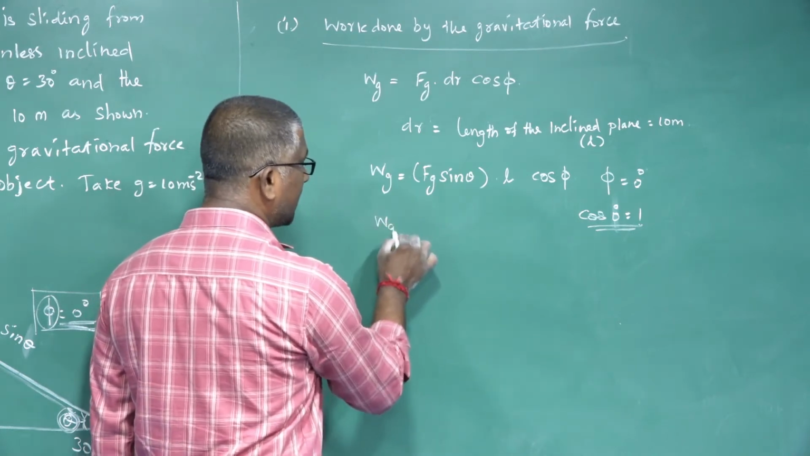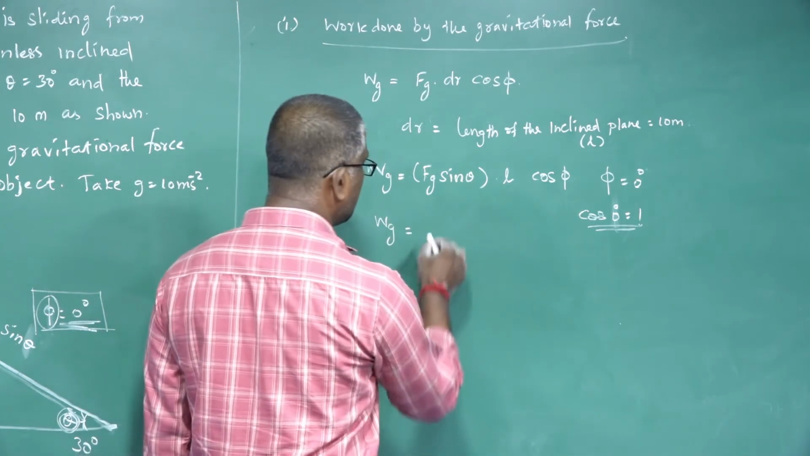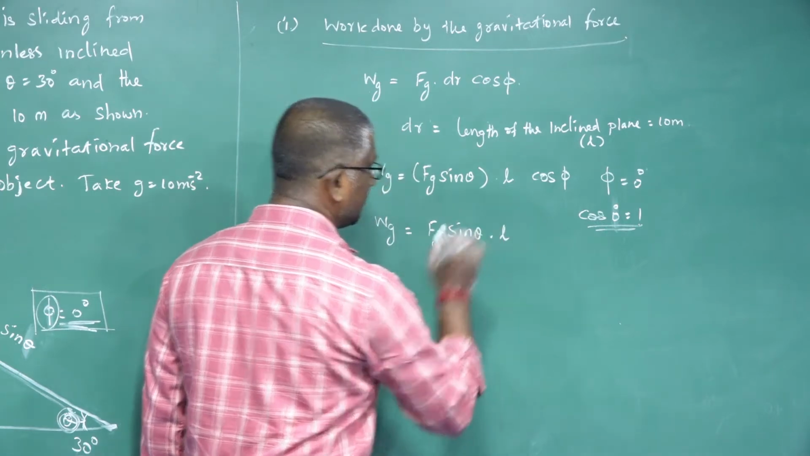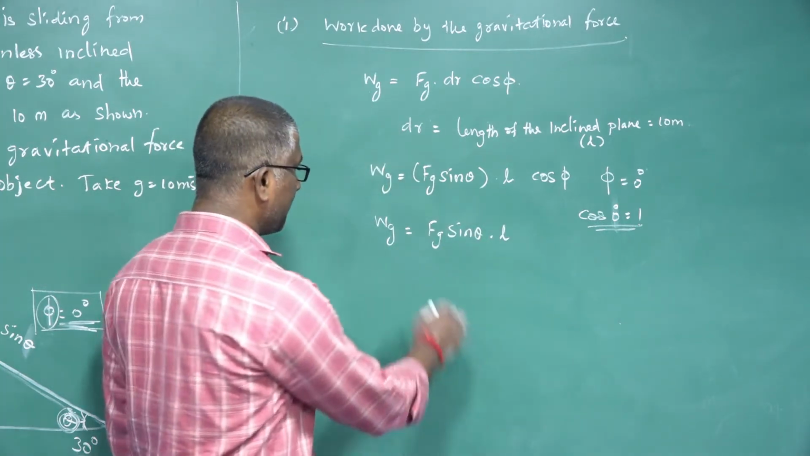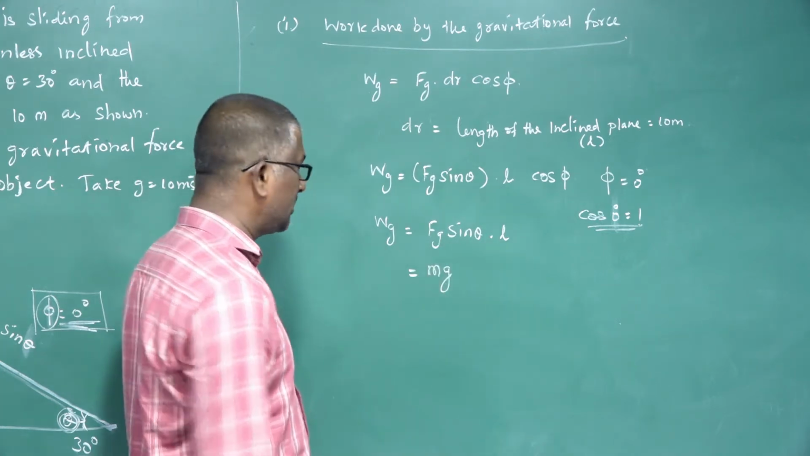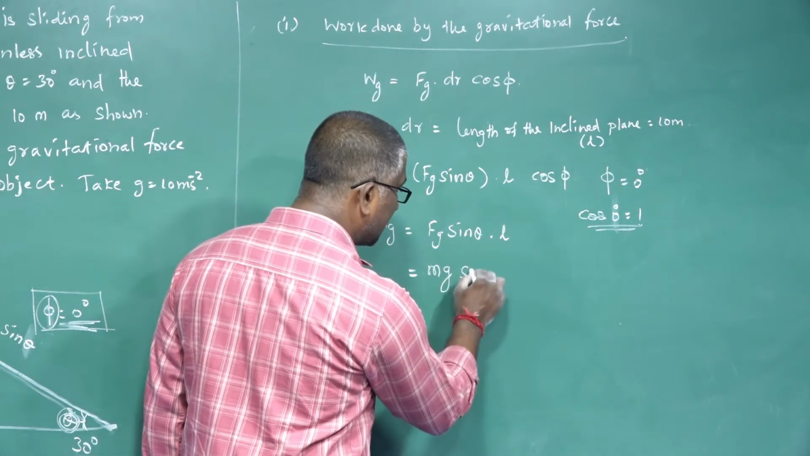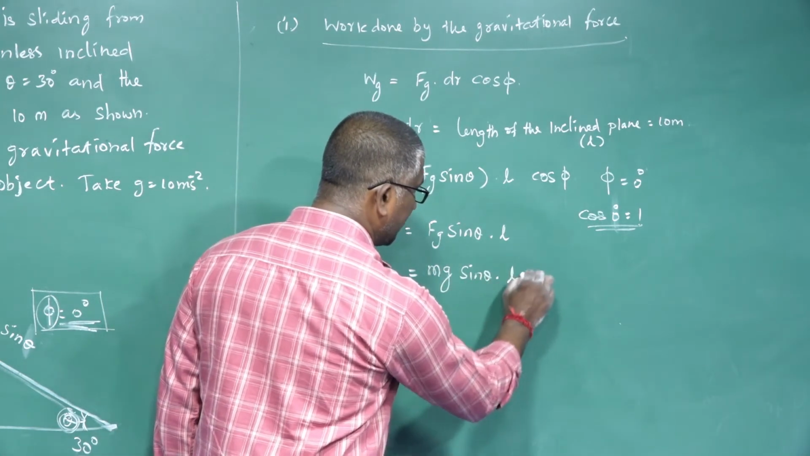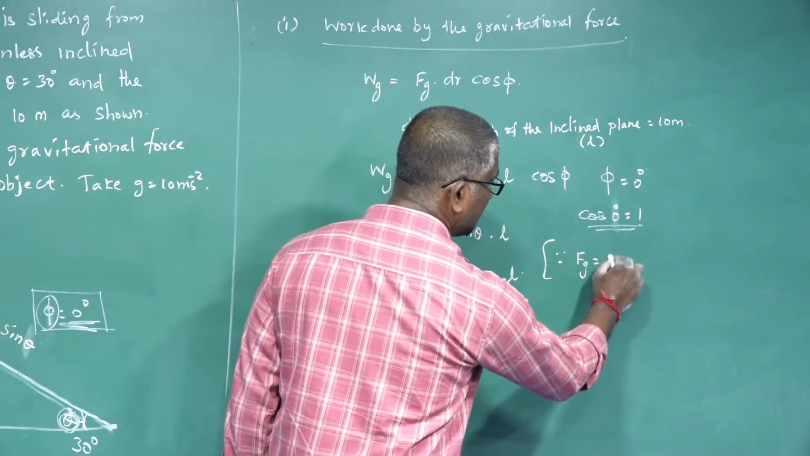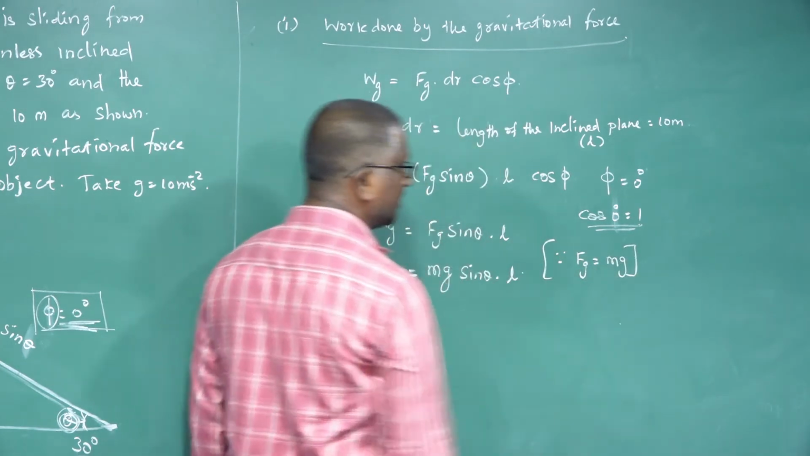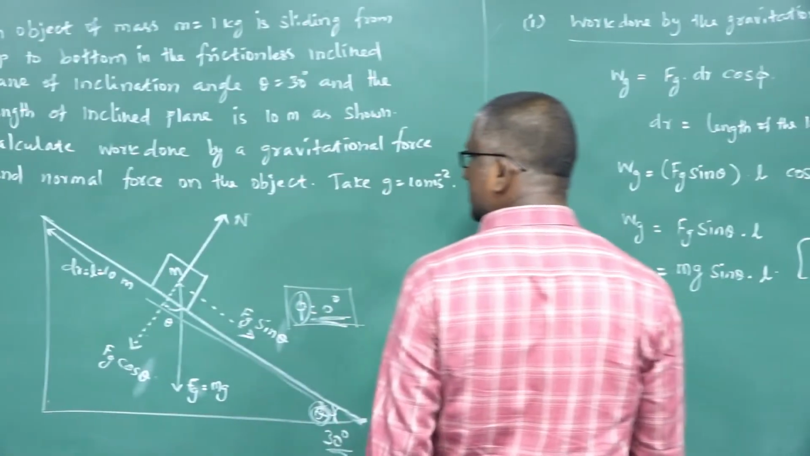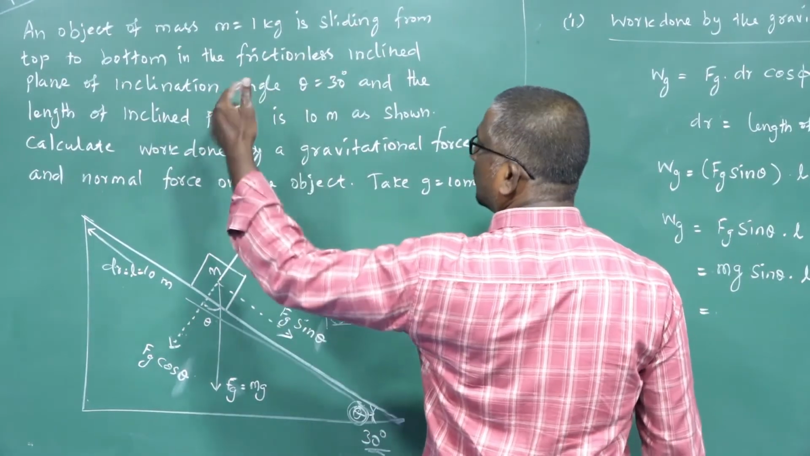Therefore, work done by the gravitational force W suffix g is equal to Fg sin theta into L. Right. We know that the gravitational force is mg. So, mg into sin theta into L. Since gravitational force F suffix g is equal to mg. Right, the mass of the object which is placed on the surface of the inclined plane is, what is that?